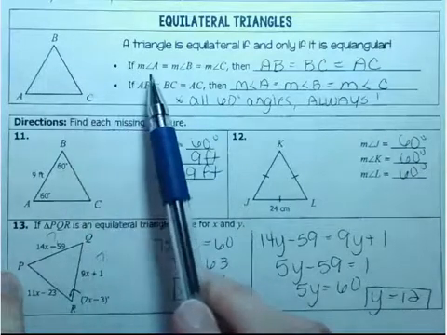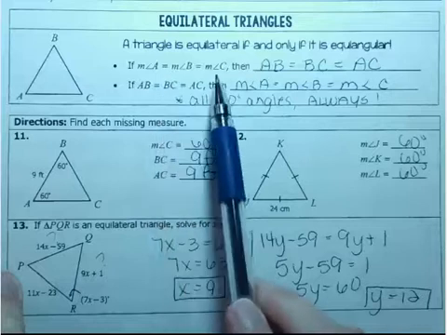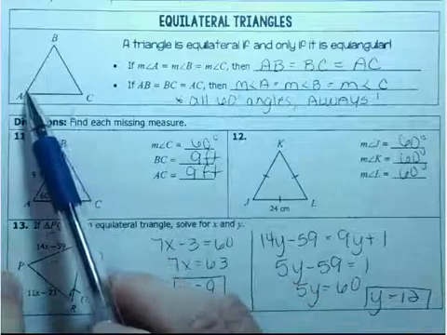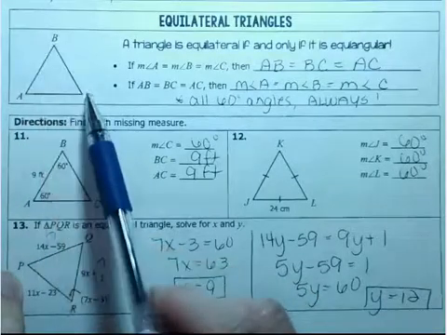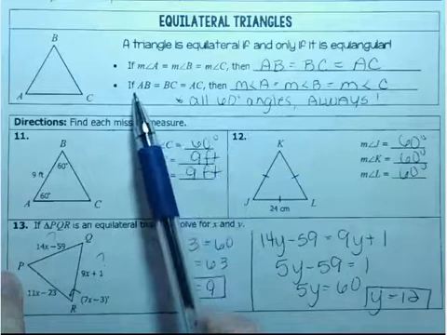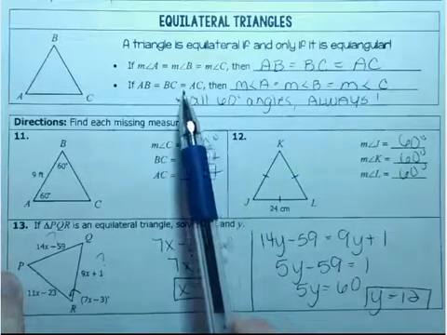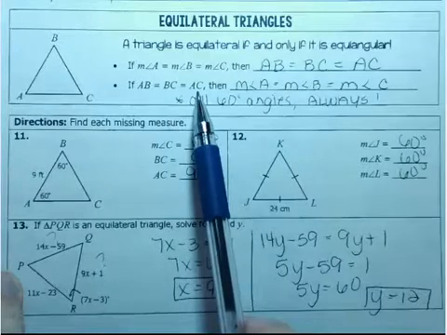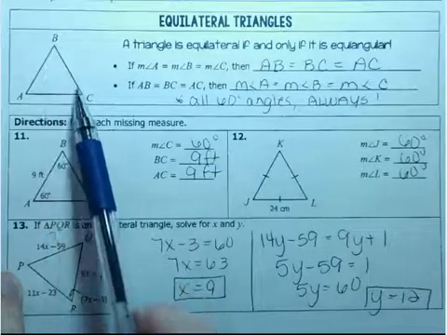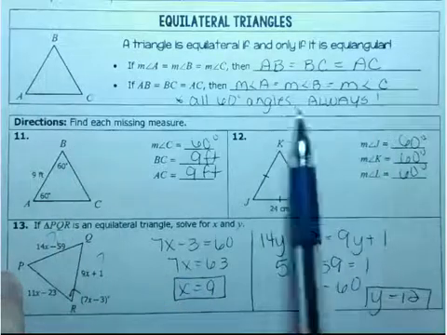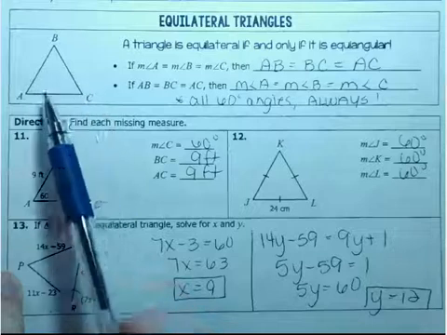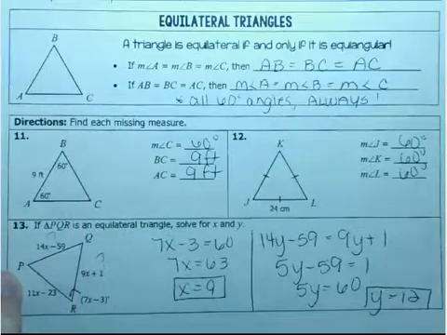So here, if the measure of angle A is equal to the measure of angle B, which is equal to the measure of angle C, then that's my angle measures. I can say that the sides are also equal: AB is equal to BC, which is equal to AC. Likewise, I can go the other way and say if my sides are equal, AB is equal to BC, which is equal to AC, then the measure of angle A is equal to the measure of angle B, which is equal to the measure of angle C. And we know that if these all have to be equal, they're all 60-degree angles.